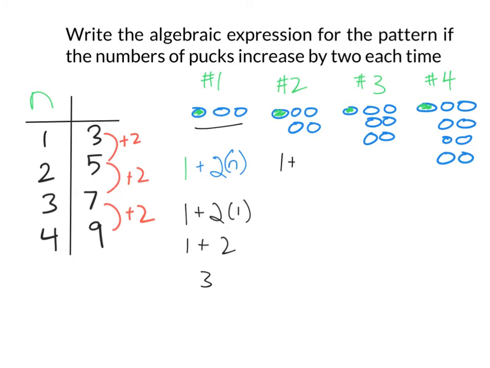1 plus 2 times n for the second term. Let's see. 1 plus 2. And what's n for the second term? Can you take a look at our table of values? For the second term, n is equal to 2. So let's plug in this 2 into the n right here. And if we plug it into n, we have 1.